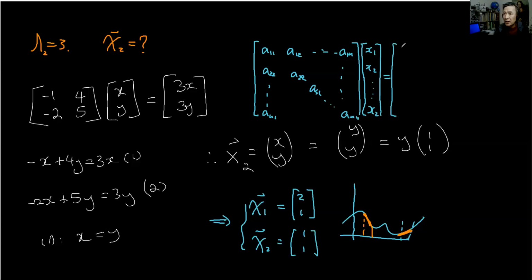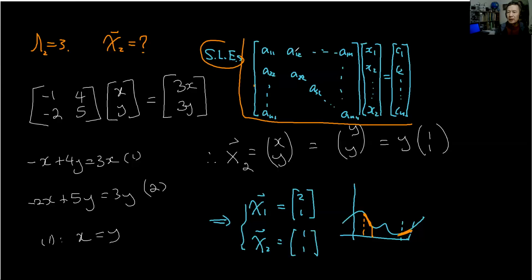So this is just in general C1, C2, and Cn. That is a simultaneous linear equation. That's a general form of simultaneous equation. So it's no longer abstract to you. Do you agree? Although we only focus on 2 by 2 at the moment.